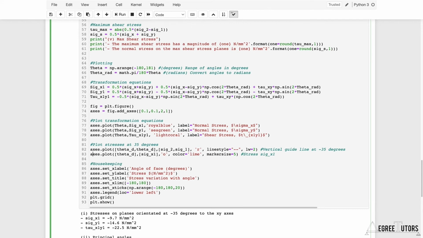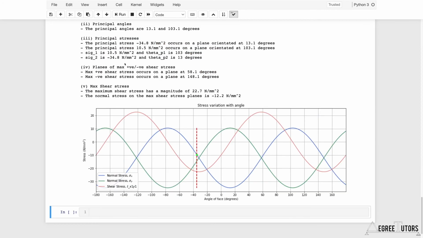Here we go. So I'm saying plot. Now I'm just plotting a single data point this time, not a line. So my x coordinate is just going to be one number, and that's going to be theta d minus 35 degrees. And then the y coordinate is going to be sigma x1, what I calculated sigma x1 to be. I'm going to plot that as a circular marker. Its color is going to be lime, and its marker size, I'm specifying it as 5. Let's run that. Okay, so there you have it.